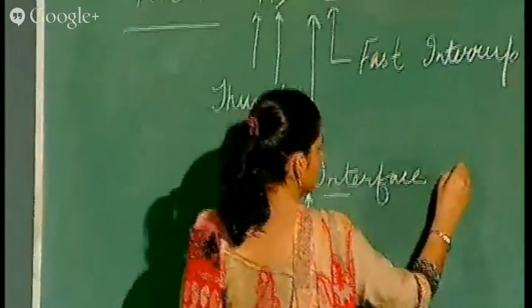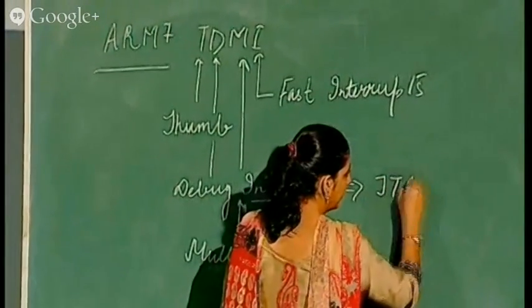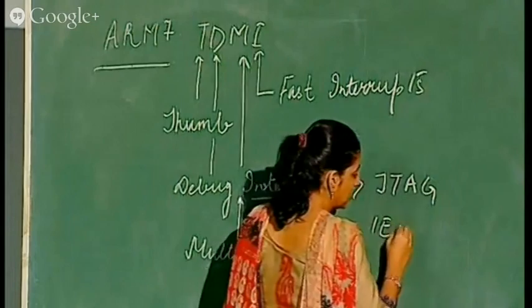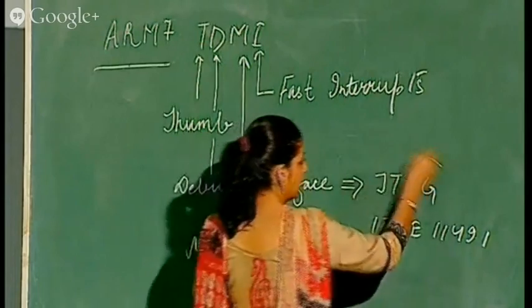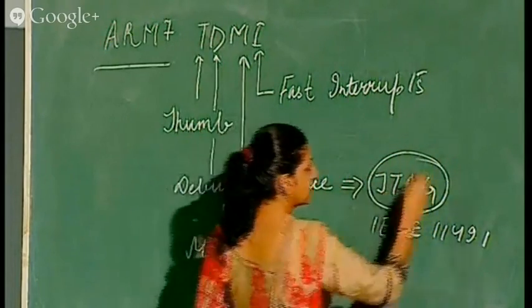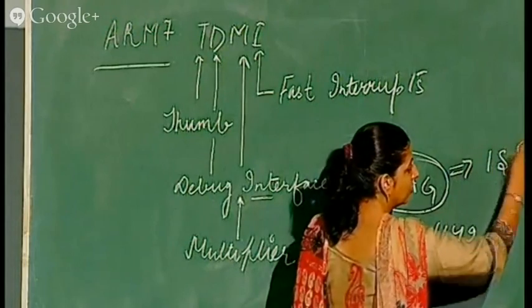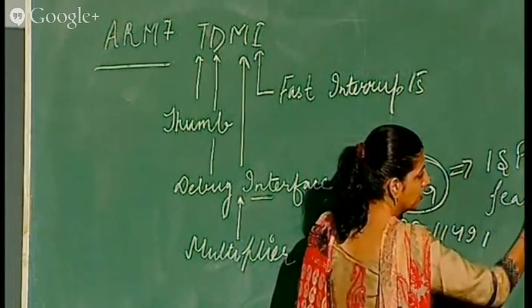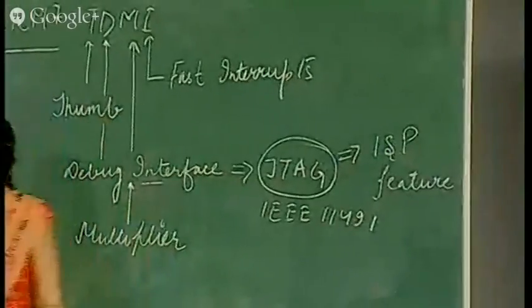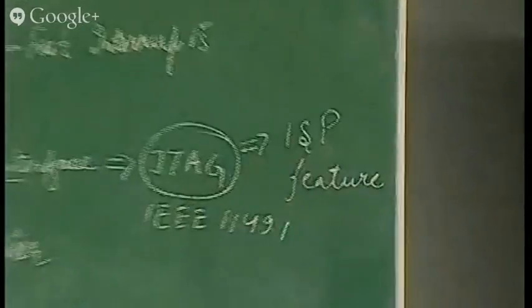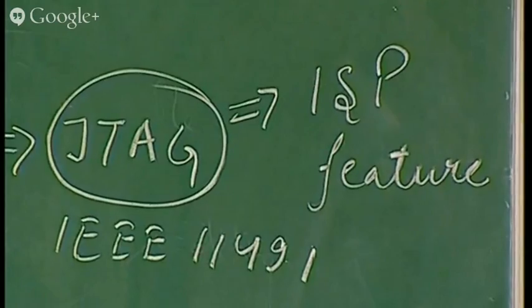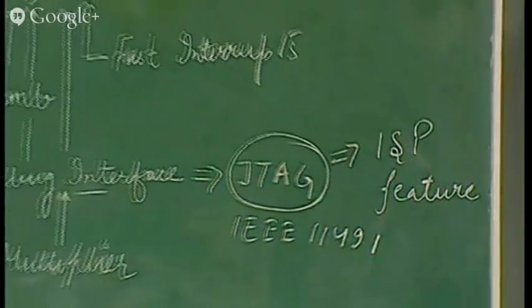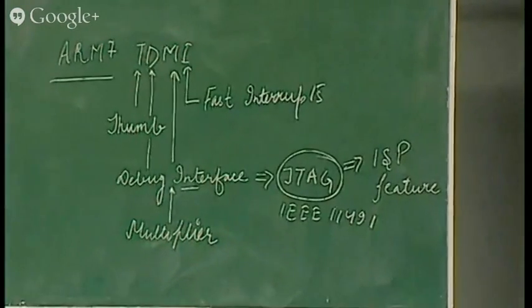Now, the debug interface is actually JTAG, which is available from the IEEE standard 1149.1. JTAG is Joint Test Action Group. This basically provides the ISP feature, that is the in-system programmable feature. The ISP feature is the ability to reconfigure the logic and the functionality of the device. So JTAG basically provides that ISP feature, which further yields a faster time to market.